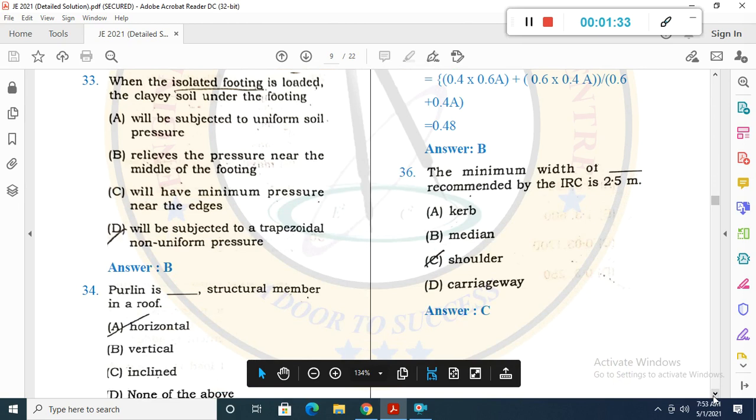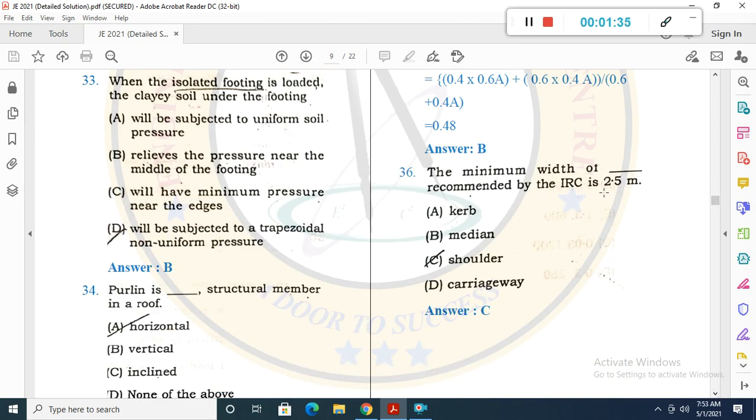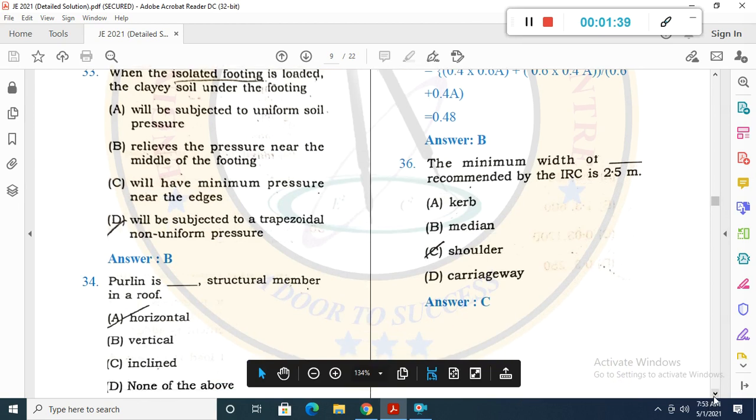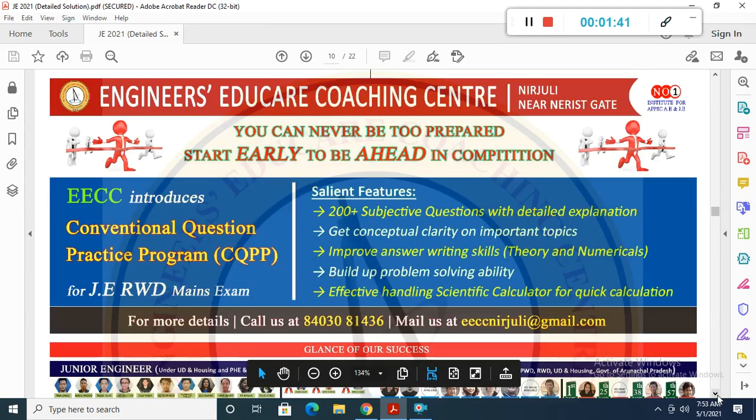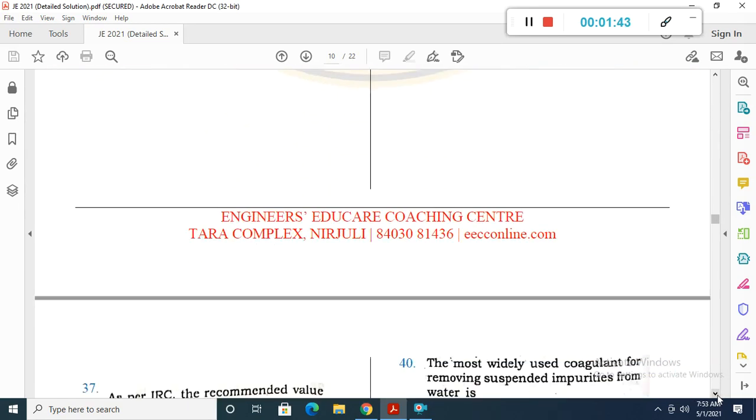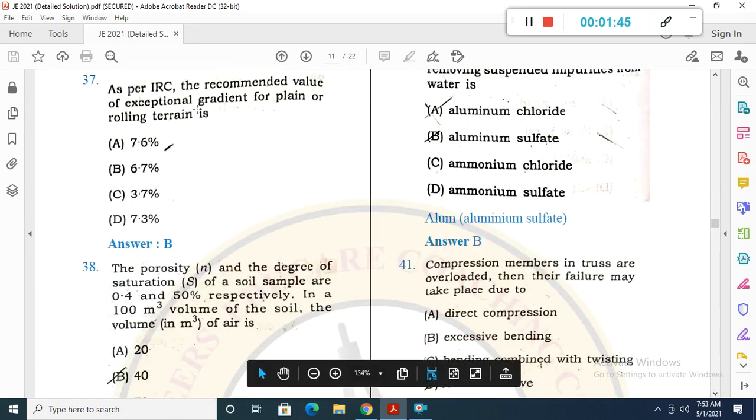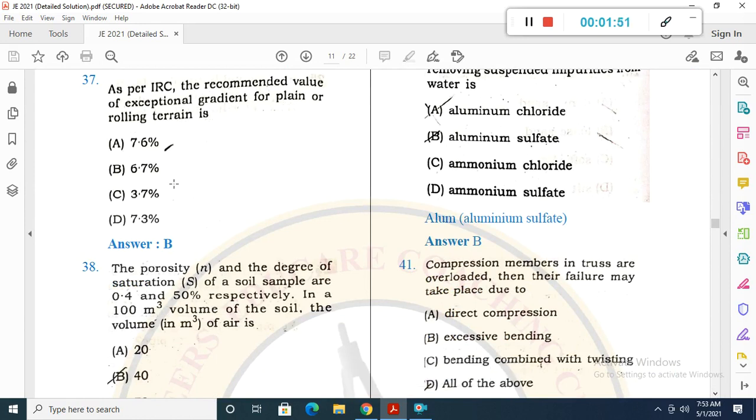Question number 36. The minimum width of shoulder recommended by IRC is 2.5 meter. Shoulder width is 2.5 meter, remember. Then next question, question number 37. As per IRC recommendations, the value of exceptional gradient for plain and rolling terrain is 6.7%.